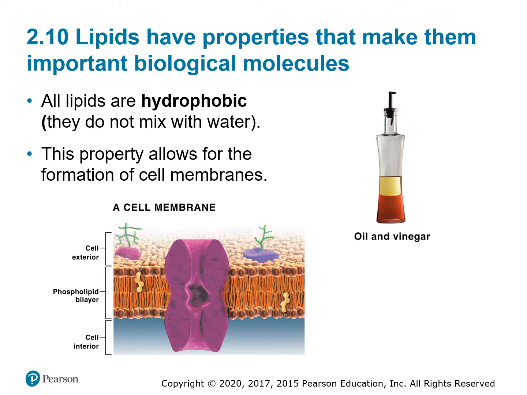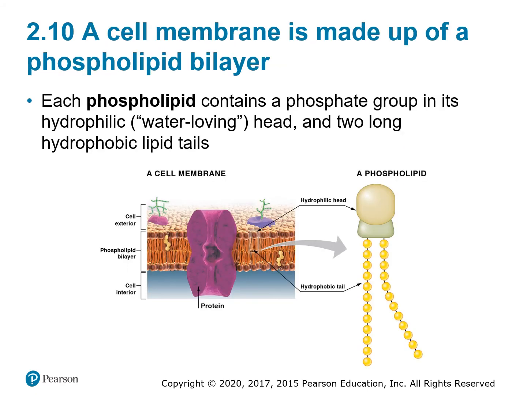This is really important because this property allows for the formation of cell membranes. And so each cell membrane is made up of lipids, a special type of lipid called a phospholipid. And this bilayer of phospholipids basically forms this membrane around the cells and allows things to happen inside the cell separate from outside the cell.